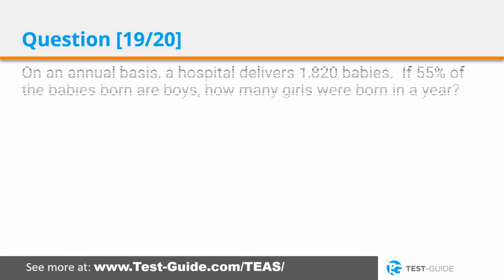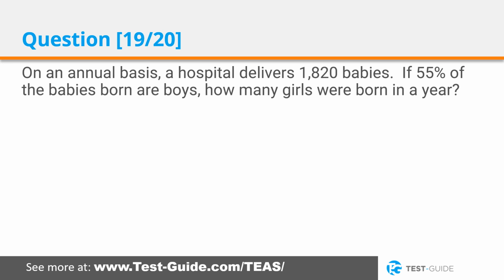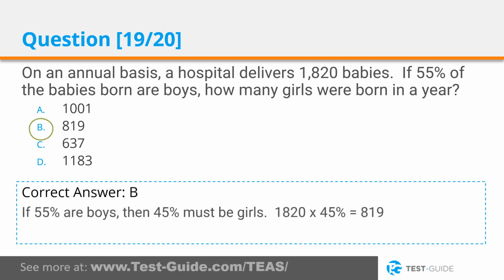Question 19. On an annual basis, a hospital delivers 1,820 babies. If 55% of the babies born are boys, how many girls were born in a year? 1,001, 819, 637, 1,183. Correct answer B. If 55% are boys, then 45% must be girls. 1,820 times 45% equals 819.